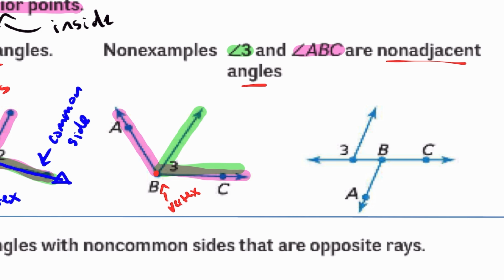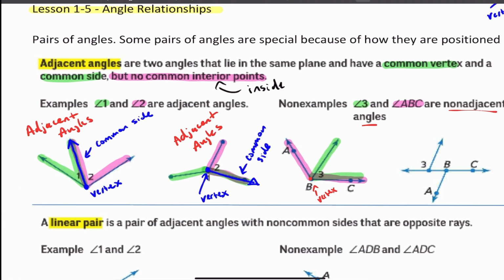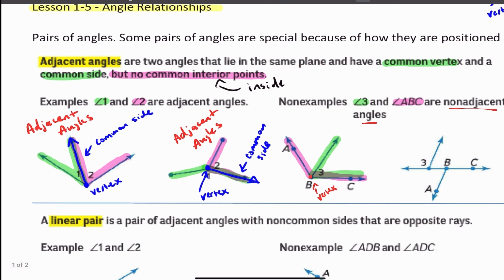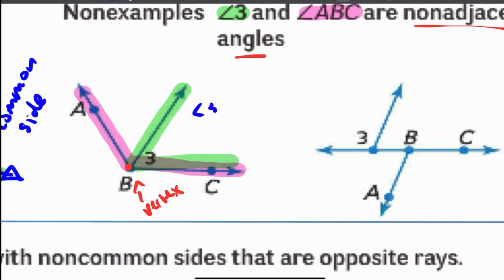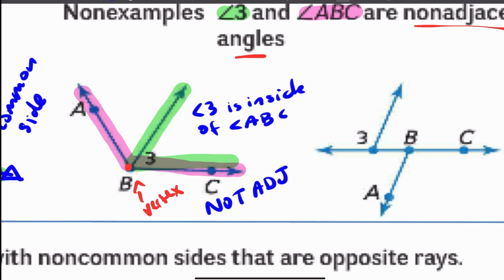And that's not okay, because remember, in order for two angles to be adjacent, they have to be on the same plane, they have to have a common vertex, they have to have a common side, but one should not be inside of the other. And that's what this means over here. No common interior point. So let's make a note. Angle 3 is inside of angle ABC. So we can go ahead and conclude that these two angles are not adjacent.